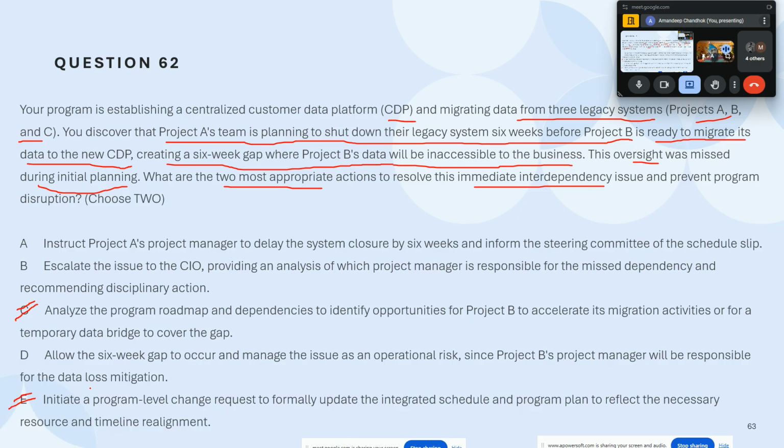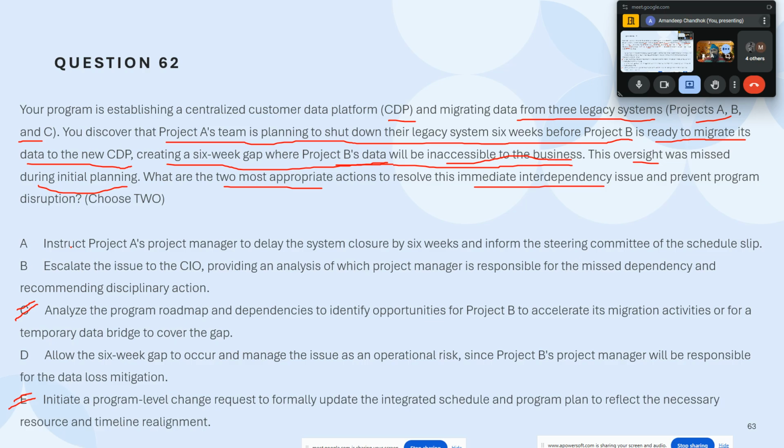Now, even finishing 6 weeks early is going to create a challenge over here, and that's what it is talking about: the data of project B will be inaccessible to the business. Now, that we can't afford. And they actually missed this during the planning phase. That's where the key challenges happen. So what are the appropriate actions we can take? We'll cover the responses that we have over here.